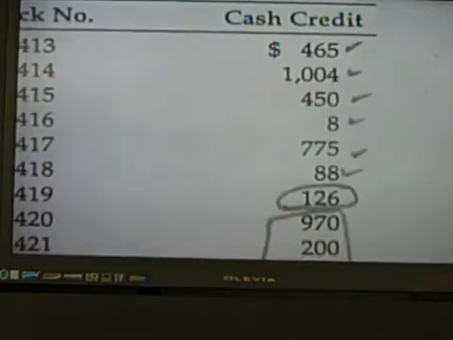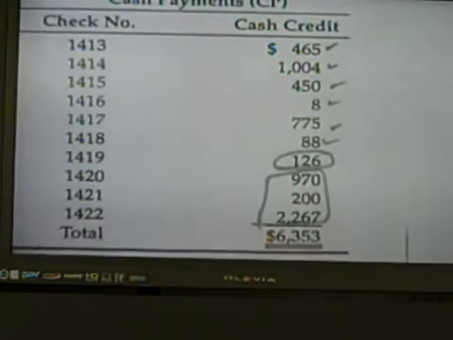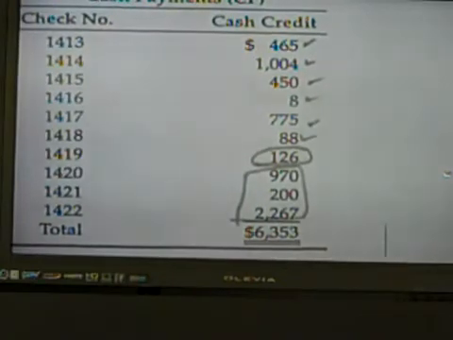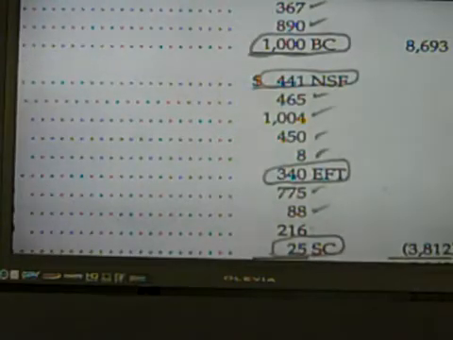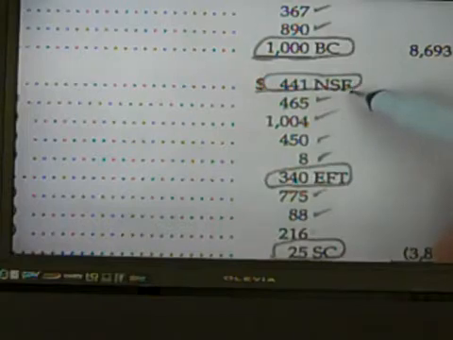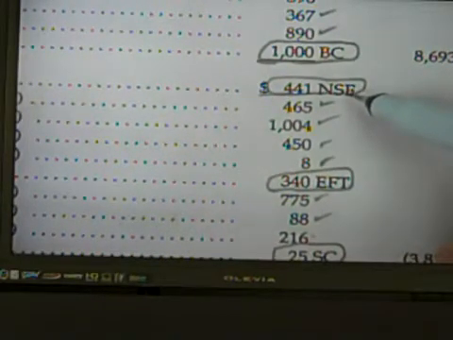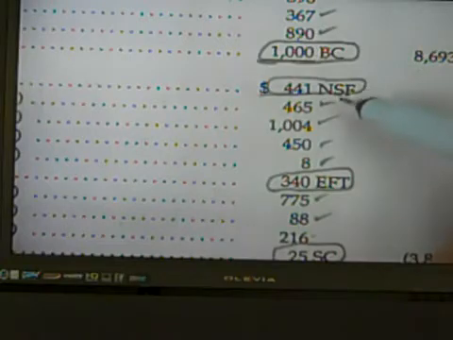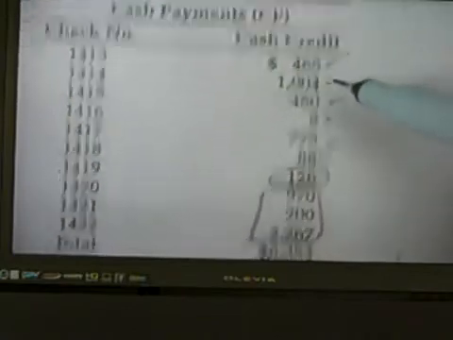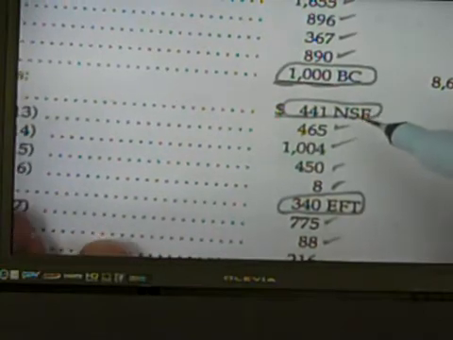Okay, now let's check our credits to cash, our cash payments. There's our cash payments. We want to check those against our checks and other debits on the bank. All right, the bank has a $441 NSF. NSF, of course, is non-sufficient funds, which means that we had deposited a check and it didn't cash because our customer didn't have funds in the bank. So we want to look and see if we have taken that off of our books, and no, we have not. That's a reconciling item. I have it circled.